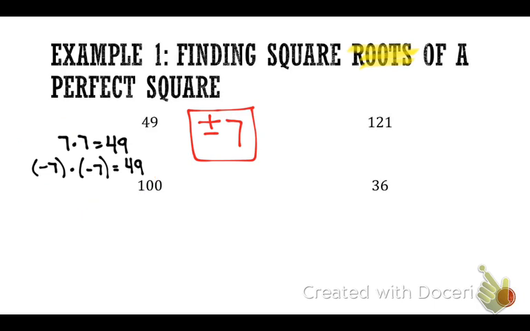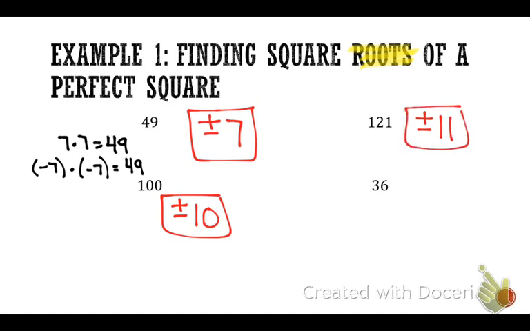So based on what we just said for 49, what do you think your answer is for 100? What do you think? Positive and negative 10. Okay? All right, answer the other 2. All right, 121, what is it? Positive, negative 11. If you only say 11, that is not correct. Okay, it's got to be both. Because negative 11 times negative 11 is also 121.